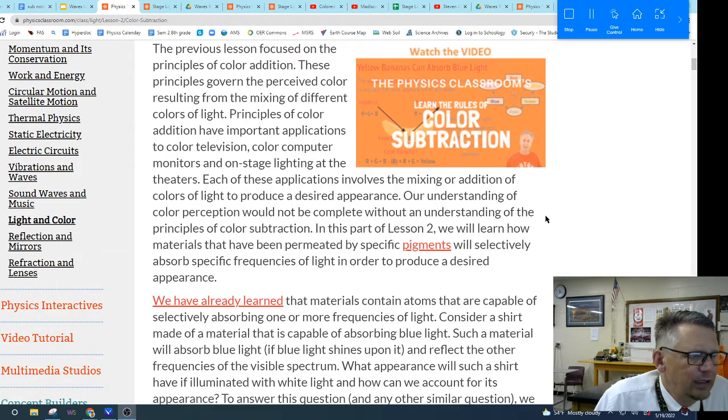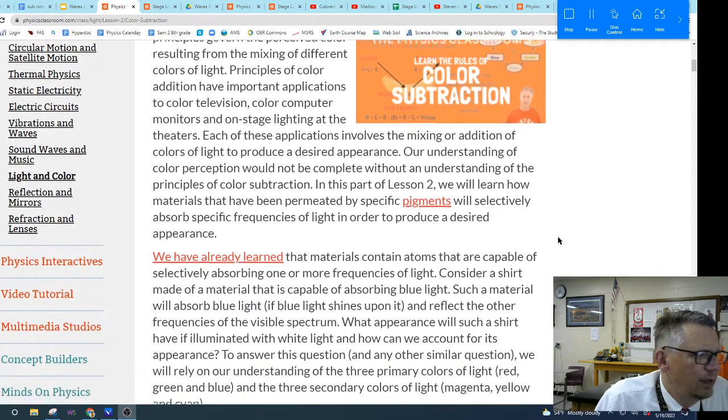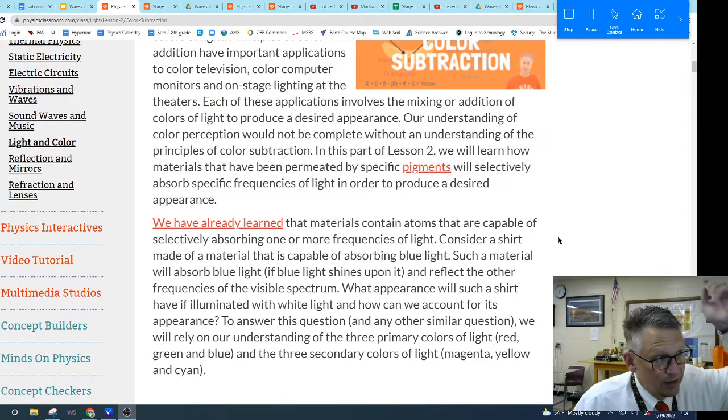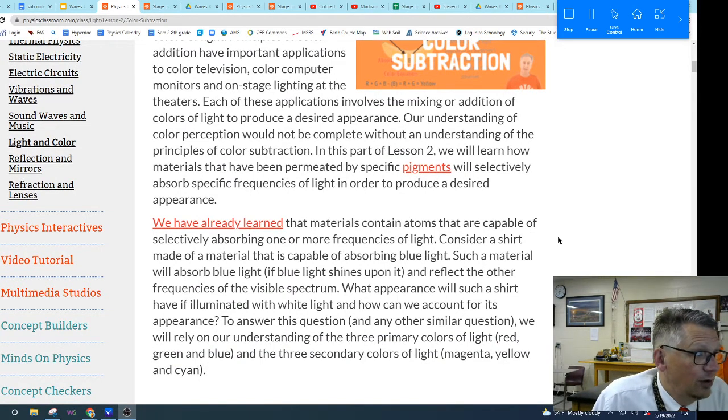In this part of Lesson 2, we will learn how materials that have been permeated by specific pigments will selectively absorb specific frequencies of light in order to produce the desired appearance. We have already learned that materials contain atoms that are capable of selectively absorbing one or more frequencies of light.